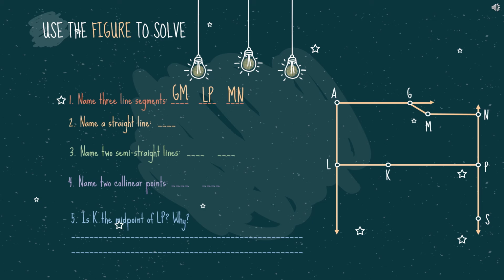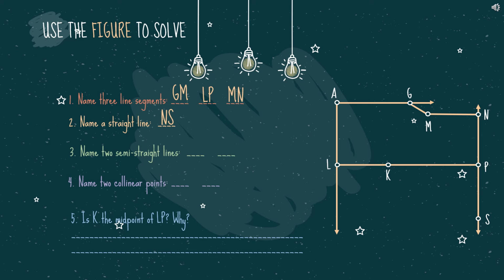Name a straight line. Remember, grade 3, a straight line is a line that goes on forever. It has an arrow on either side. So in this figure, there's only one straight line. It is line NS. Question number 3.